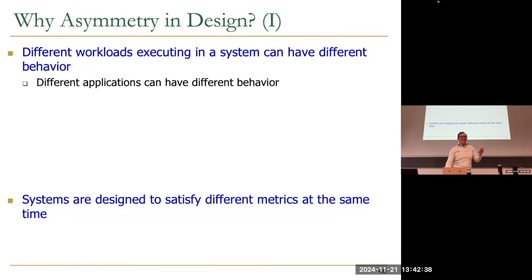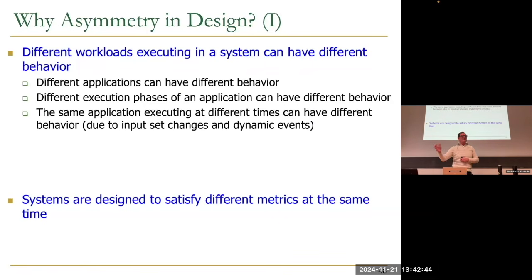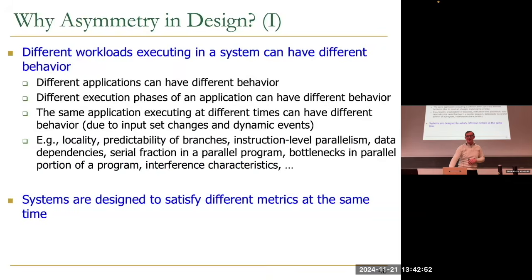So the first one, different applications can have different behavior. Different execution phases of a single workload or single application can have different behavior. The same application executing at different times can have different behavior due to input set changes or dynamic events that the application sources. There are many examples of this, like locality, predictability of branches, instruction level parallelism, data dependencies. Again, I'm not going to talk about this, but we're going to cover serial fraction and parallel fractions today. Interference characteristics that we may have seen.